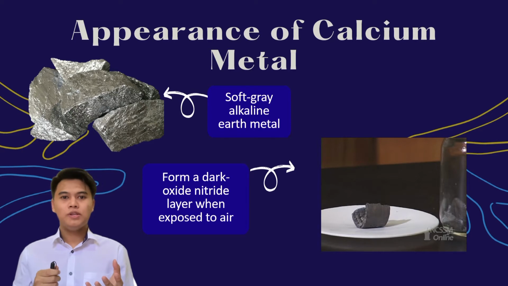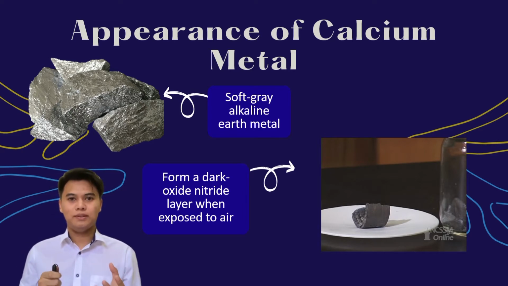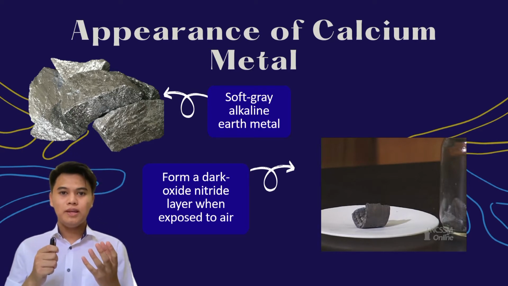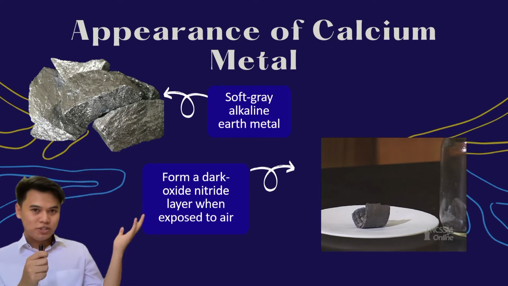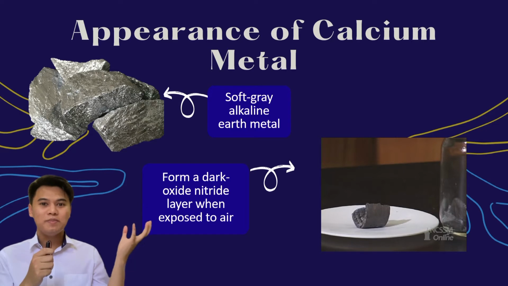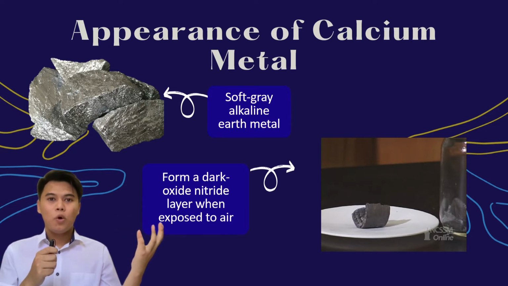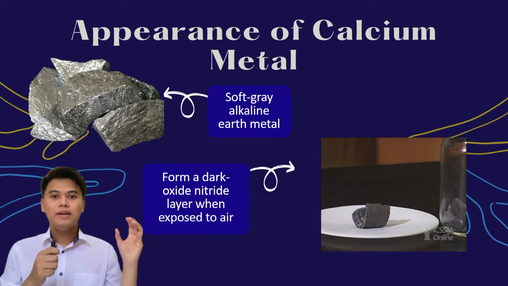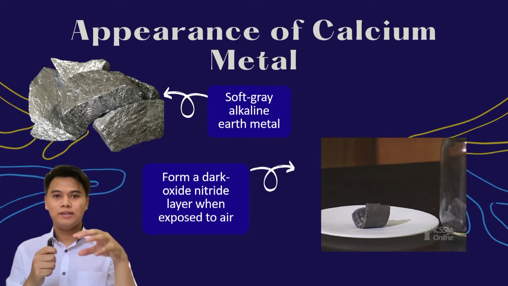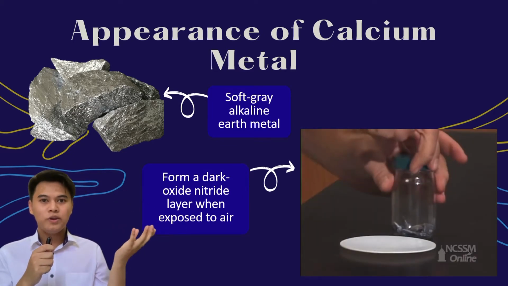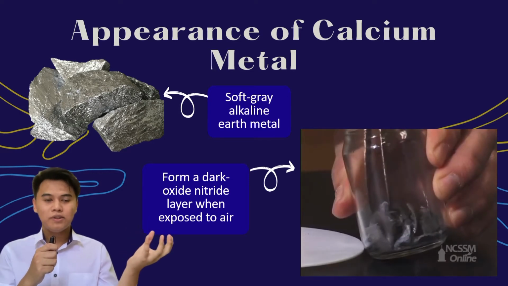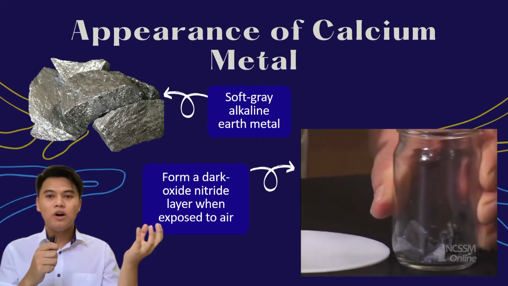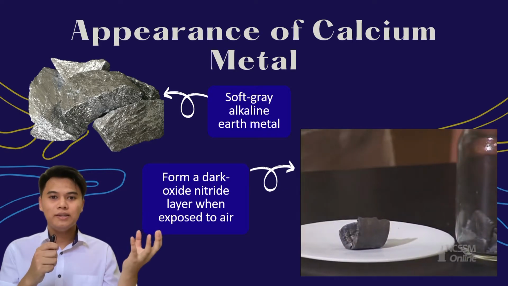We move to the appearance of calcium metal. Calcium metal is a soft grey alkaline earth metal. From the picture, you can see the calcium is grey. But when it is exposed to air, the grey color will turn darker. From the video, you can see the color is darker because of the formation of an oxide nitride layer on the calcium.